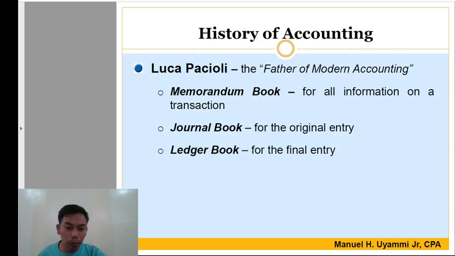So, isusulat mo lahat ng information about a business transaction sa memorandum book. Sa journal book, magre-record ka ng journal entry. At tinatawag siya na book of original entry kasi initially, doon ka magre-record ng debit and credit. After doon, ire-record mo ulit siya sa ledger book, the book for final entry. Bakit siya final entry? Because doon ang basis mo in preparing financial statements. Kung magkano yung amount or balance of an account in the ledger book, yun ang ilalagay mo sa financial statement. Kaya tinawag po siya na book for the final entry.